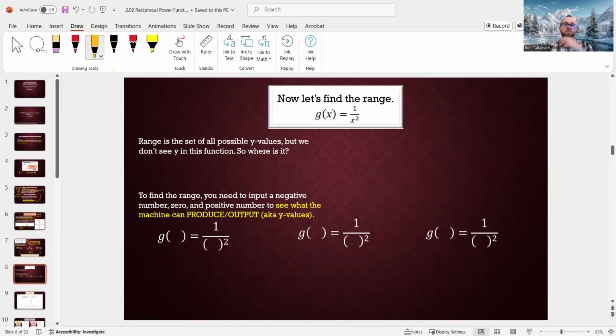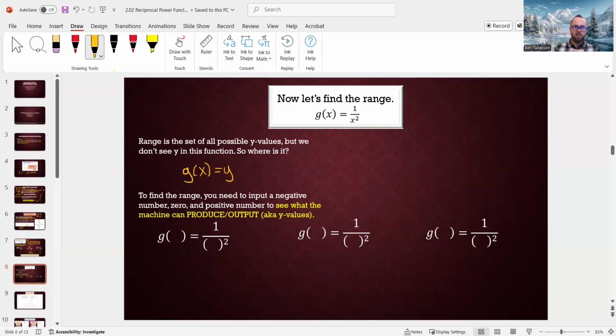Range is the set of all possible y values. I don't see y in the function. So where is it? Well, you should know by now that g of x or f of x, whatever the name of the function is, is the same thing as y. It's what you're solving for. It's the output you're going to get. So what else do we need to know? To find the range, you need to input a negative number, a zero, and a positive number, just like before, to see what the machine can produce.